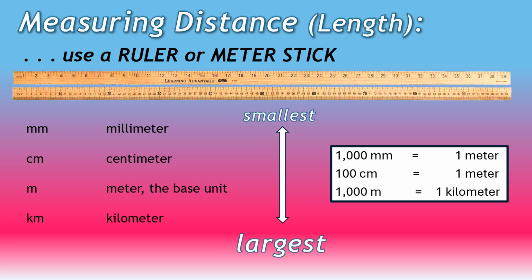The base units, now let's make sure we understand how we use them with different instruments, different tools for measurement. For example, if we're going to measure distance, length, we use a ruler or a meter stick, and we might have different size units of length from smallest to largest: the millimeter, the centimeter, the meter, or the kilometer. 1,000 millimeters equals 1 meter, 100 centimeters also equals 1 meter, and if we have 1,000 meters, that equals 1 kilometer.